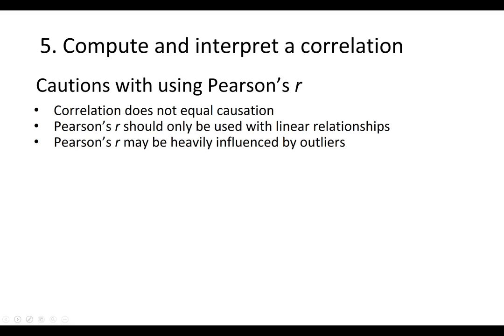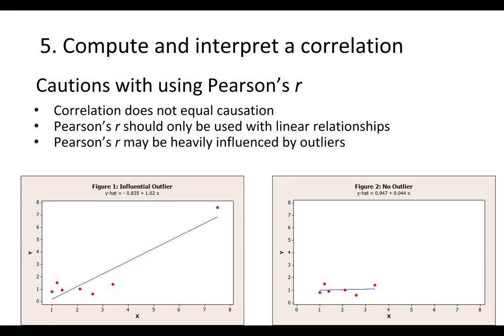And third, Pearson's r may be heavily influenced by outliers. Here are two scatterplots. The only difference between these two plots is this one point. Depending on where the outlier is, it can make the correlation stronger or weaker. In this case, this outlier makes the correlation stronger. If the point were at a different location, for example, here, that would make the correlation weaker.